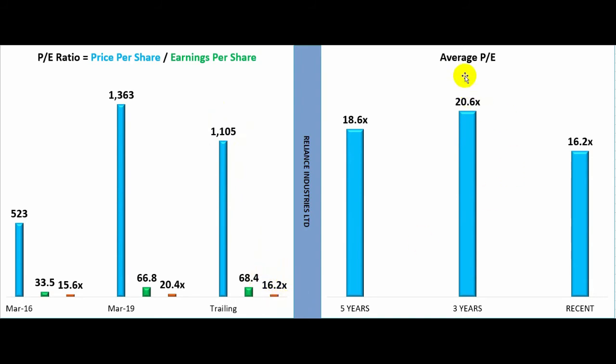Let us look at the average price earning where it was trading at. In the last 5 years, the multiple was quoting at around 18.6 times, and in the recent 3 years it had increased to 20.6 times, whereas the latest price earning multiple is below its averages of both 5 and 3 years.